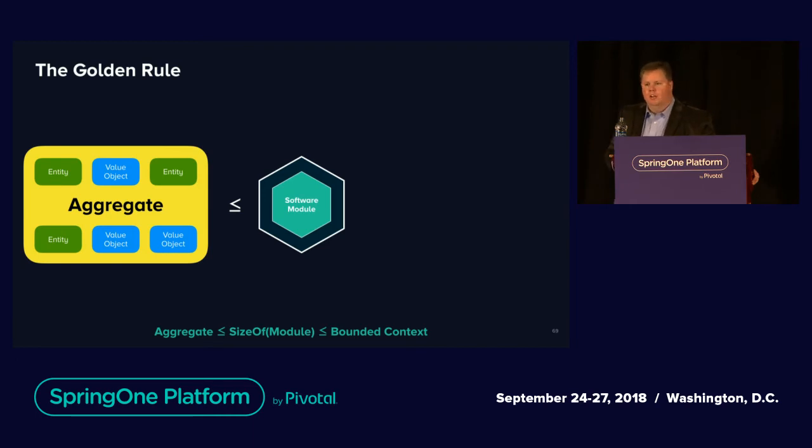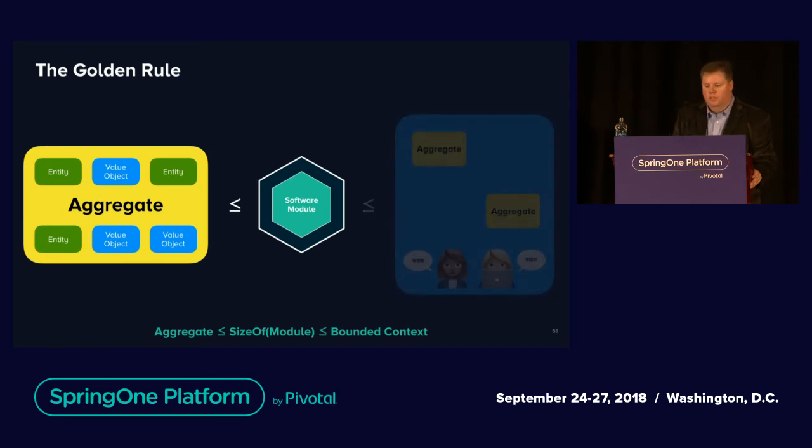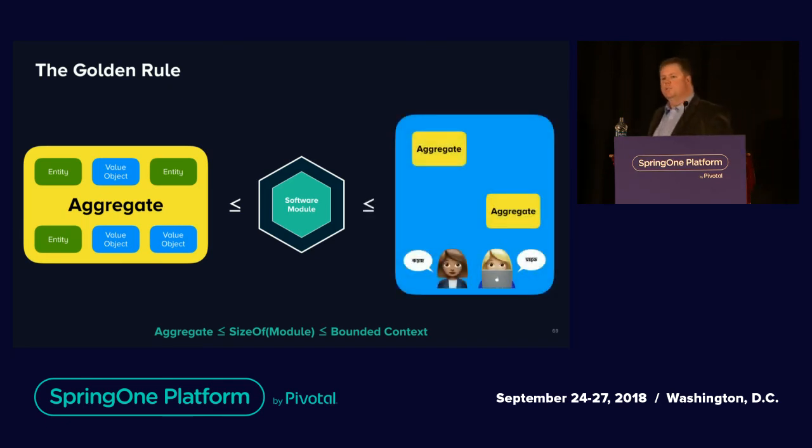Can I have an aggregate split across modules, which might become microservices? No. Why? Because now I've got distributed transactions. That's gross. I'm not going to do that. So this is our lower bound. Upper bound is what? Bounded context. Why? Because we don't want to speak multiple languages inside of a single module. So we've got business invariant transaction scoping on the low end. We've got language scoping on the high end.